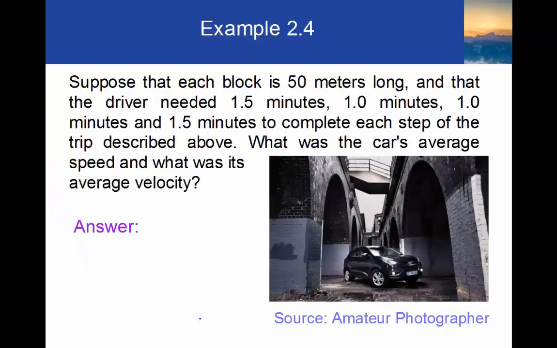As a continuation of that question, it says, what if each of these blocks is 50 meters long? And let's say that the driver needed 1.5 minutes, 1.0 minutes, 1.0 minutes, and 1.5 minutes to complete each step of the trip described above. So what was the car's average speed and what was the average velocity?